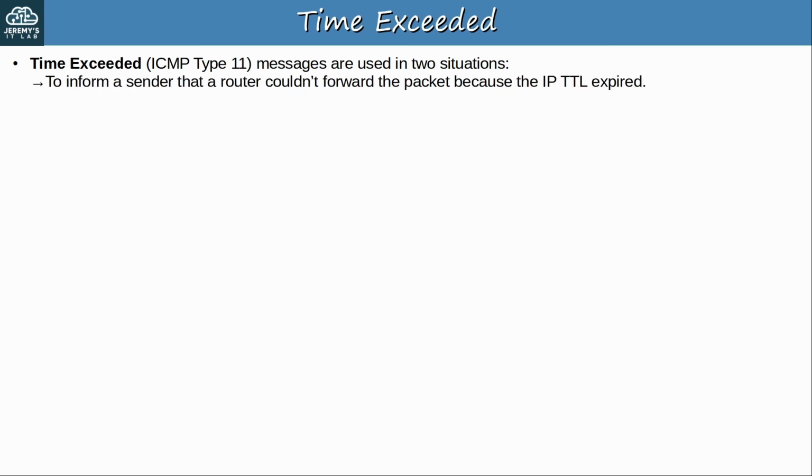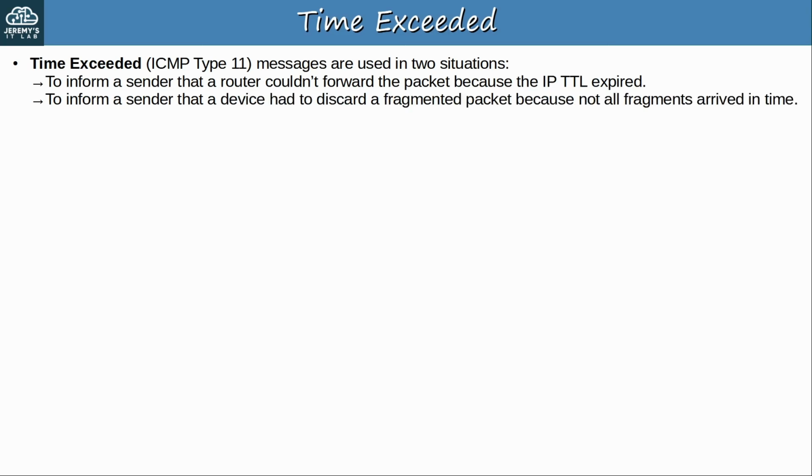Now let's look at the ICMP time exceeded message type. Time exceeded, which is ICMP type 11, is used in two situations. First, to inform a sender that a router couldn't forward the packet because the IP TTL expired. And the second is to inform a sender that a device had to discard a fragmented packet because not all fragments arrived in time. If a device receives fragments from a fragmented packet, but not all of the fragments arrive, it won't wait forever for the missing fragments.